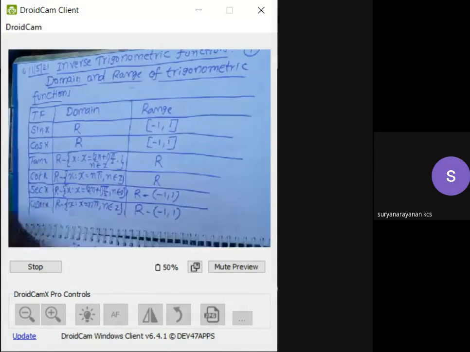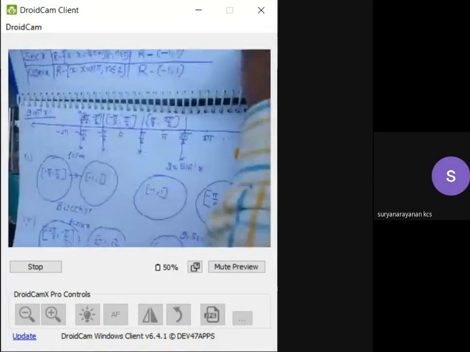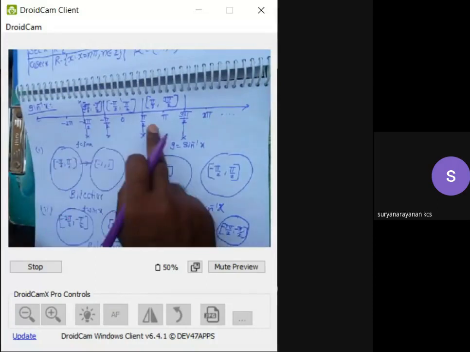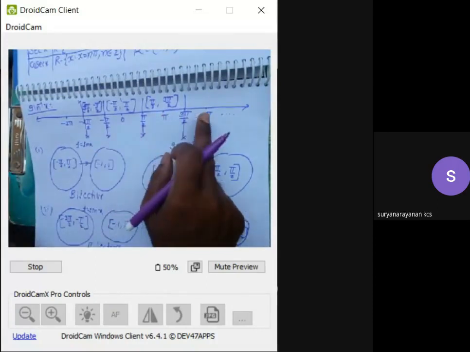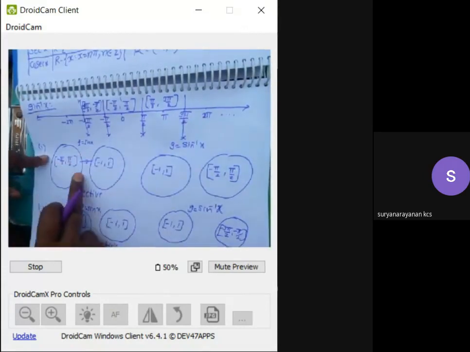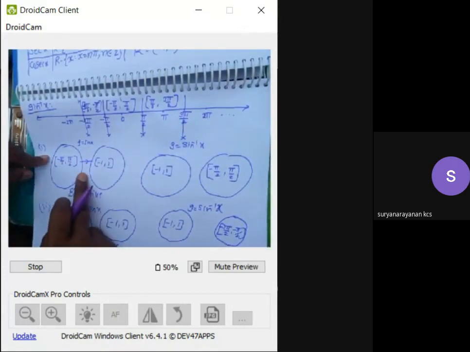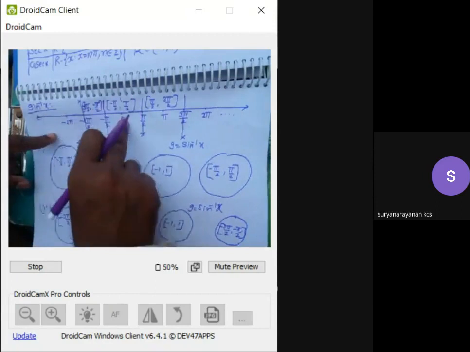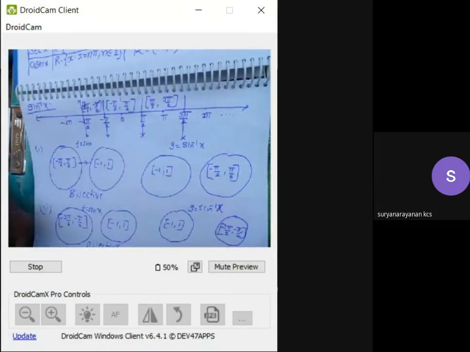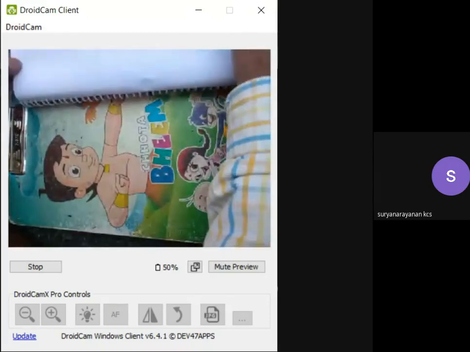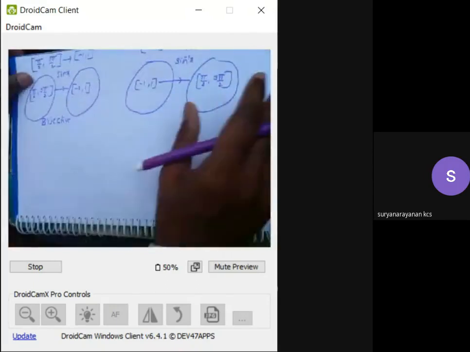So we can find infinitely many intervals on this number line. We can divide this number line like this, infinitely many intervals in which the sine function is bijective. So we can find its inverse. But here we take only [-π/2, π/2], which is said to be the principal value branch. All the remaining intervals are said to be branches.